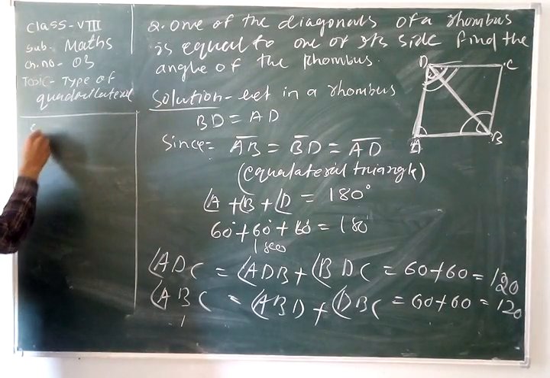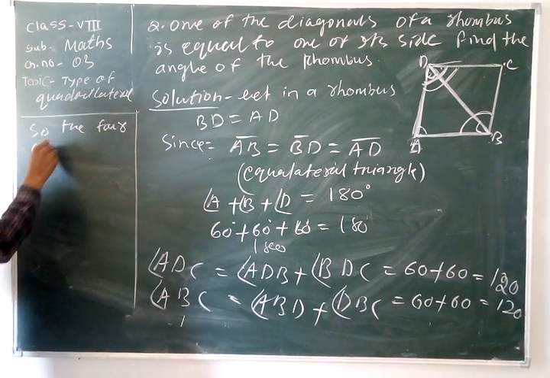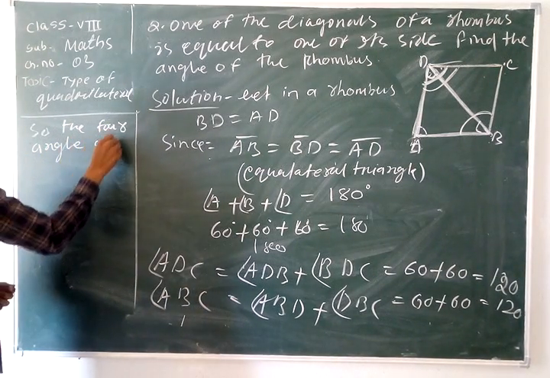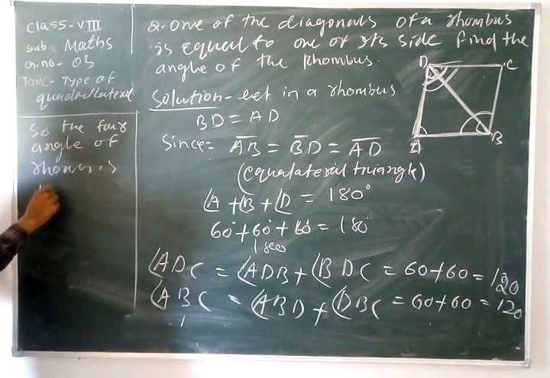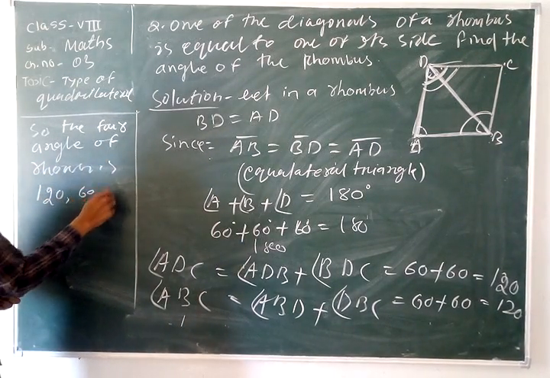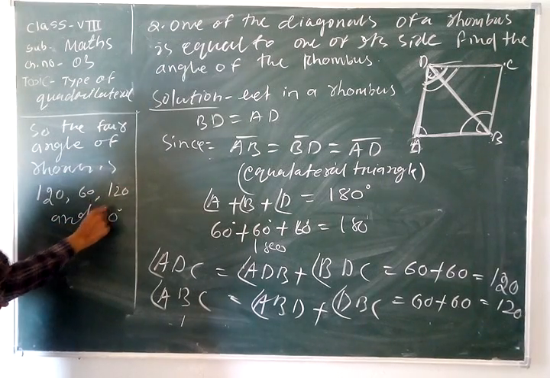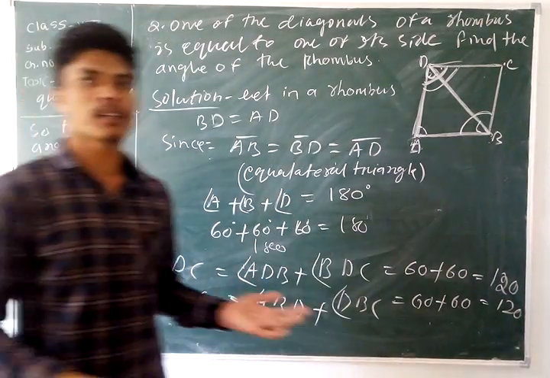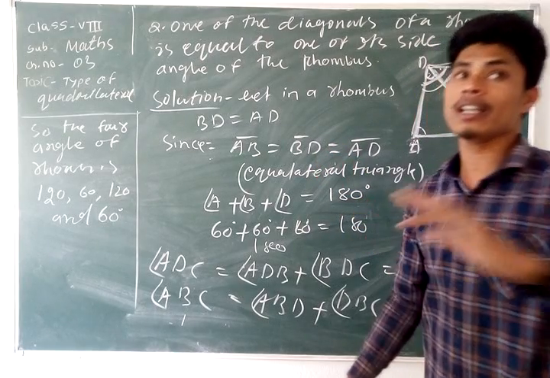Now the four angles of the rhombus are 120, 60, 120 and 60. Clear? I found that if a diagonal is given, then we can easily find the answer. If properties are given, we can use this process and easily find the answer.